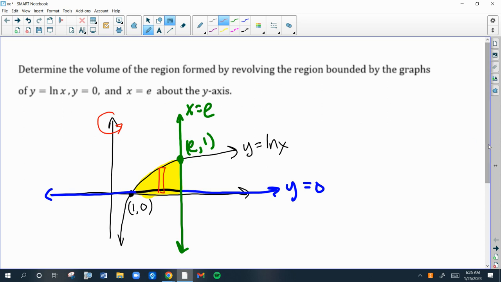The shell method is this. The volume would be 2 pi times the integral from a to b of h of x times p of x. It doesn't really matter what you call them, as long as you know h of x is the height, the length of the rectangle, and p of x is the distance from the axis of revolution. So here's p of x, and here's h of x.